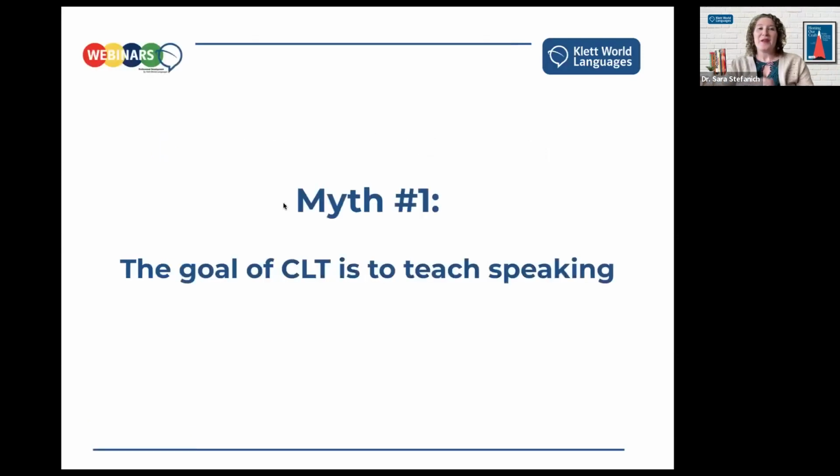Okay. So we're going to move into myth number 1, which goes with a lot of the comments that you guys were talking about. I think this is great because a lot of you were having definitions that moved away from this myth. And so I think that's amazing, which is that the goal of communicative language teaching, or CLT, is to teach speaking.